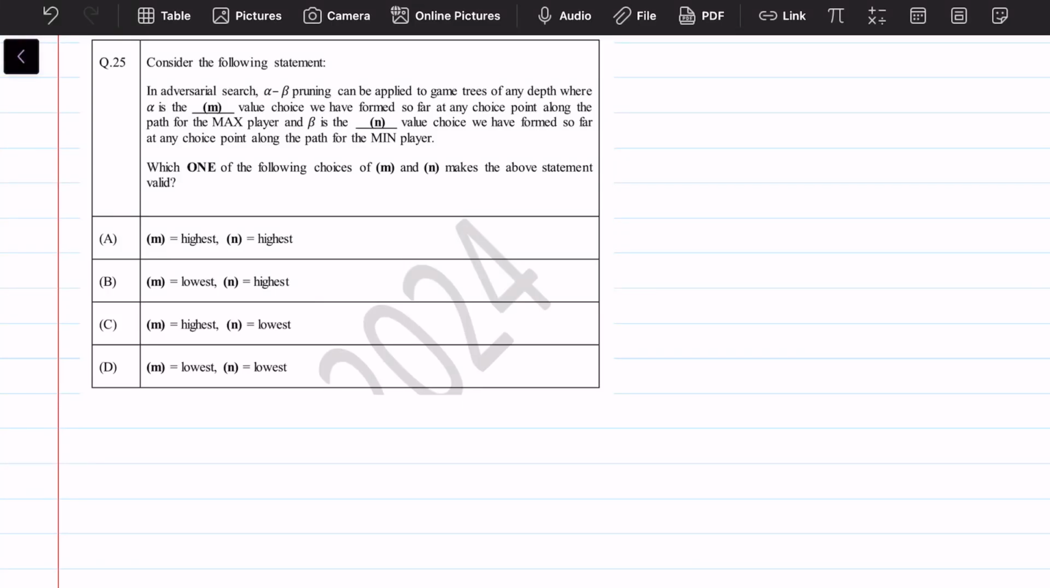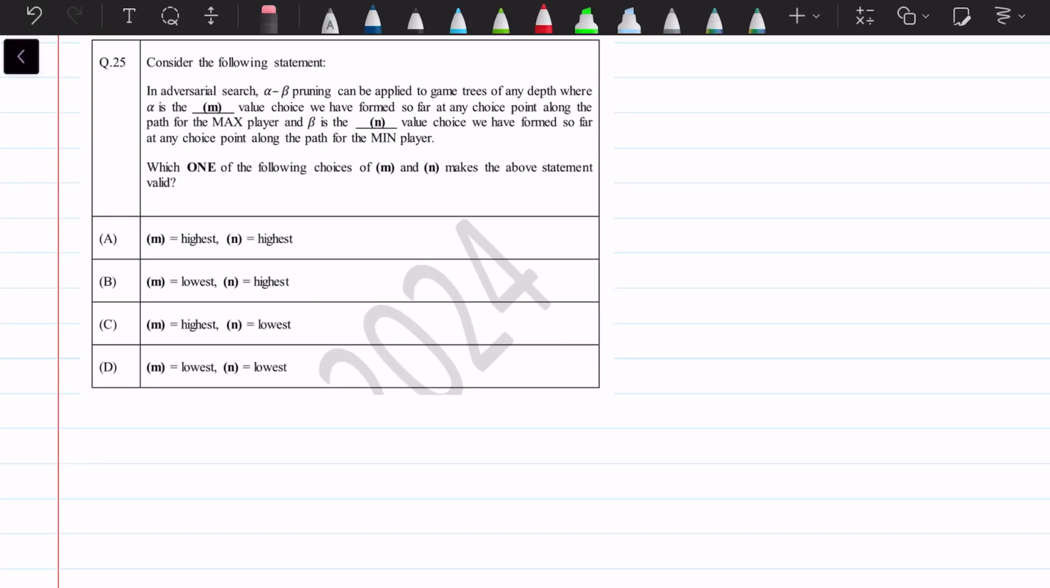Hey everyone, let's see this question 25. In it, we have a statement saying that in adversarial search, alpha beta pruning can be applied to game trees of any depth, where alpha is the best value we have found so far at any choice point along the path for the max player, and beta is the best value we have found so far at any choice point along the path for the min player, and so on.